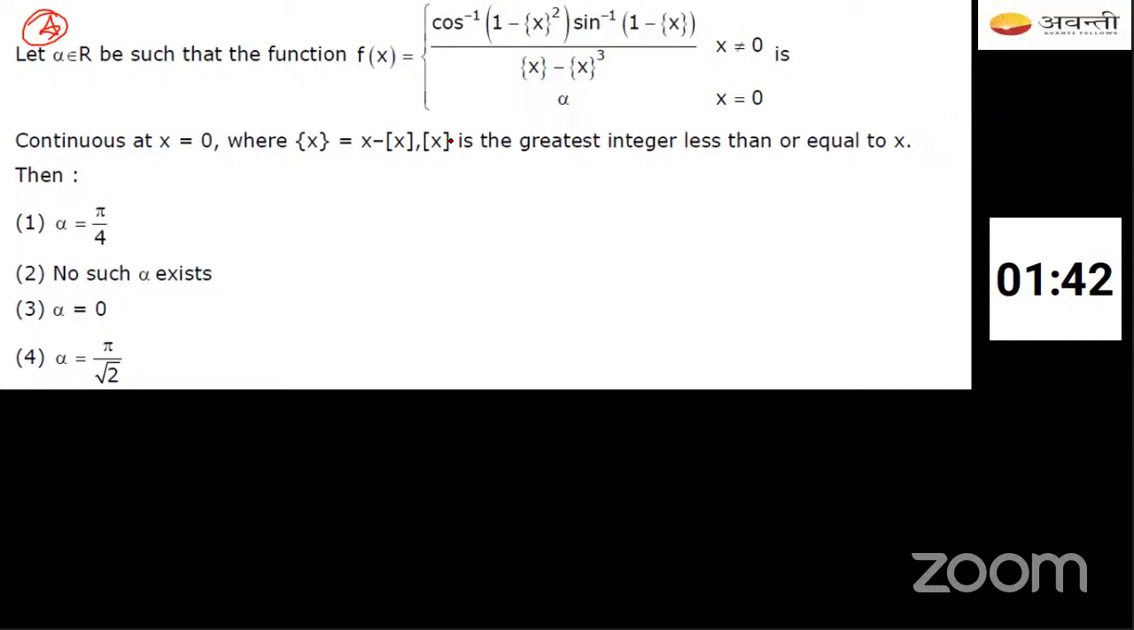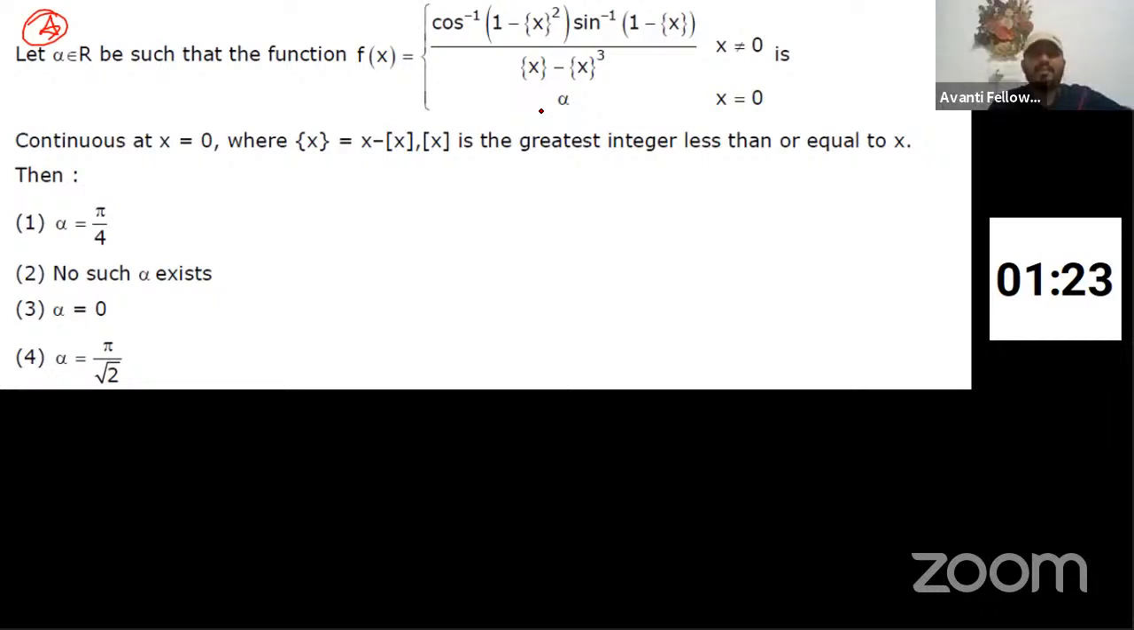Okay, guys. Come on. Yes, this is the fractional part function. This is the greatest integer function, right? They are saying this function is continuous at x is equal to 0. Then you have to tell me the value of alpha.